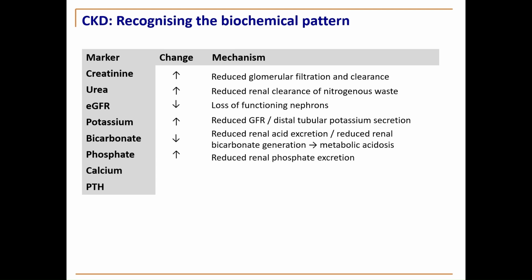Phosphate goes up because the reduction in GFR and the reduced action of PTH on the kidneys means phosphate excretion is reduced. Calcium drops because we can't make vitamin D, so therefore we can't absorb calcium in the gut. And PTH, finally, goes up because the calcium is low, so that drives PTH secretion, which then acts on the bone and other places. That's called secondary hyperparathyroidism.